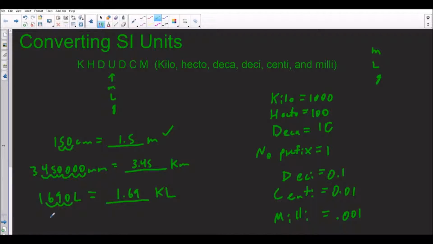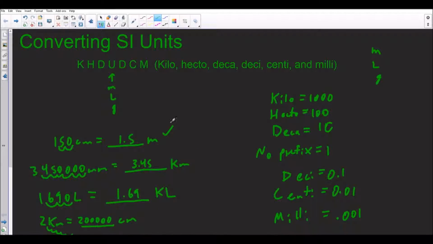Now, what if we wanted to go from kilometers to, say, centimeters? So what if we have 2 kilometers, how many centimeters is that? Okay, so we start at kilometers, we go 1, 2, 3, 4, 5. So we have to move our decimal place 5 places to the right. So we're going to have 5 zeros after the 2. So we're going to have 2, 0, 0, 0, 0, 0. So we're going to have 200,000 centimeters.